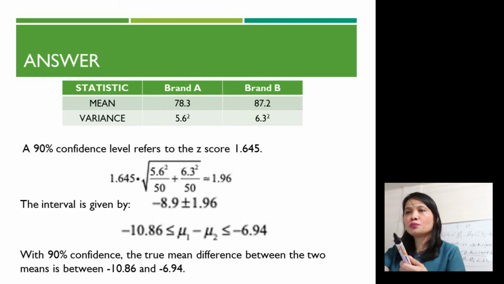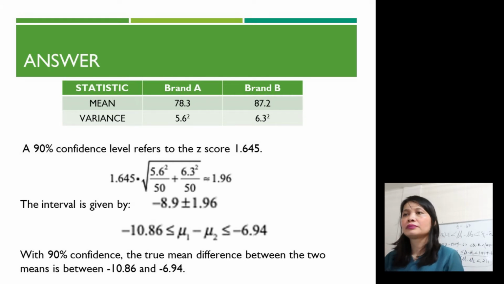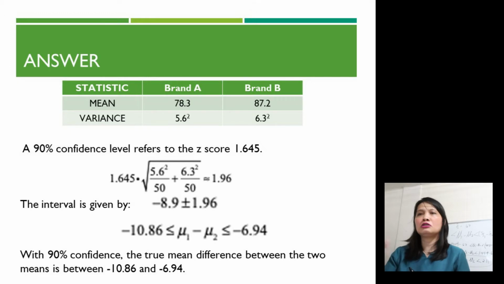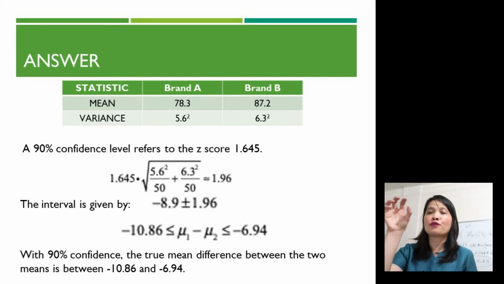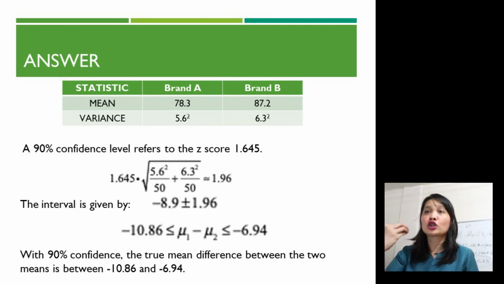So the mean of brand A is 78.3, and the mean of brand B is 87.2. To determine the variance, simply get the square of the standard deviation: 5.6 squared, and the other one is 6.3 squared. That is the variance. You need to square each standard deviation, per brand, to determine the variance.